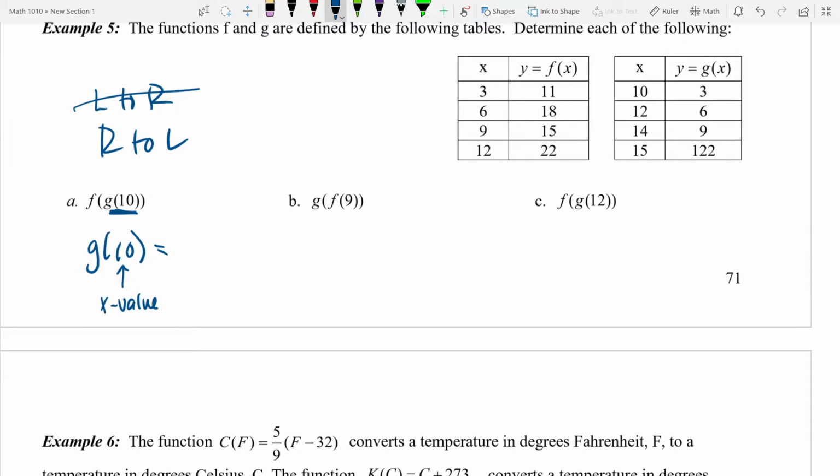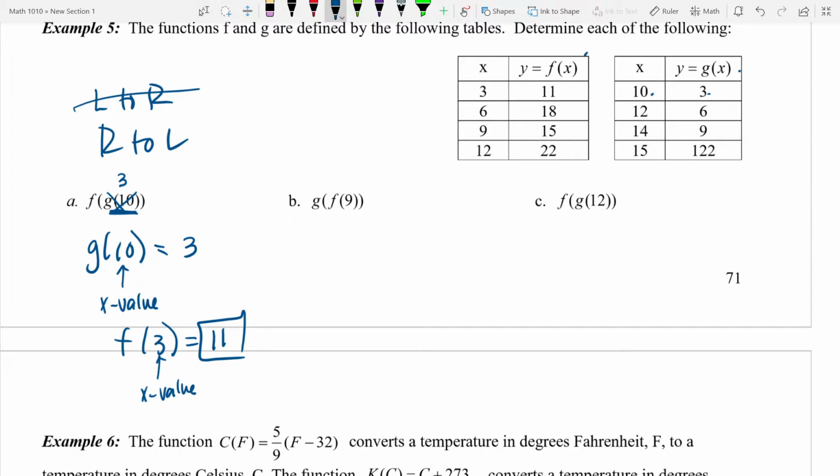So they're saying if x is 10, what's g of x? Well, here's your g of x right here. And if x is 10, what do you get? A 3. So now I know that g of 10 is 3. So what do I do now? Now I find f of 3. That's still an x value. So they're saying on this f of x table, if x is 3, what's y? Your answer's 11. You only have one answer, and that answer is 11.